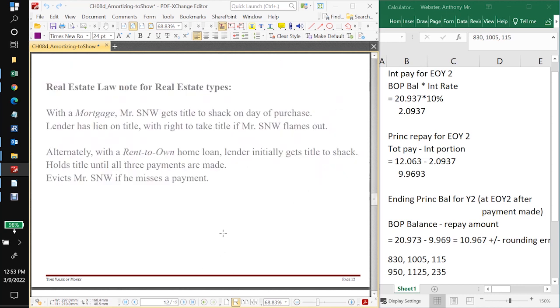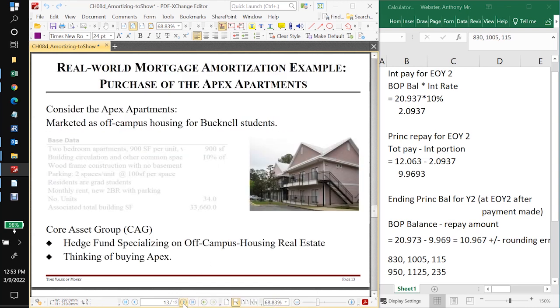Okay, here's a great page for those of you who are real estate types. Everybody else can ignore that.